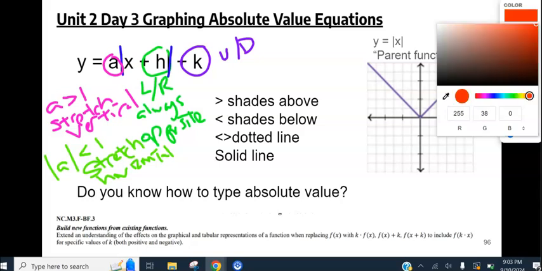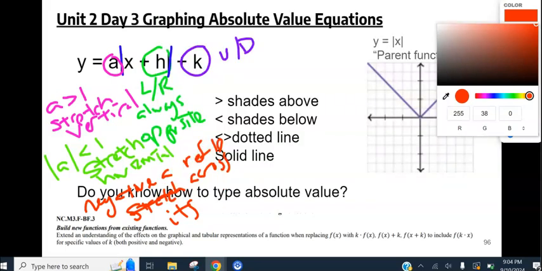Remember, if we have a negative A, it will reflect across its horizontal. I should say, I'm sorry, no, not stretch. Reflects. Had stretch on the brain. Reflect across its horizontal. Pause it if you need to.